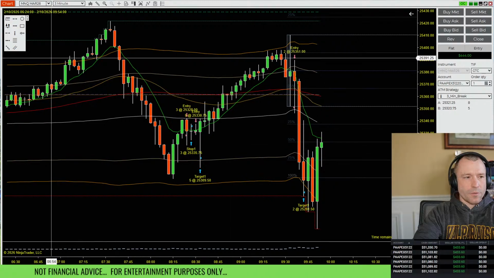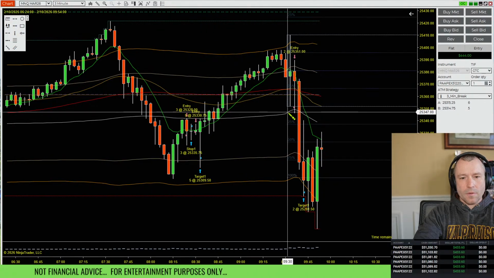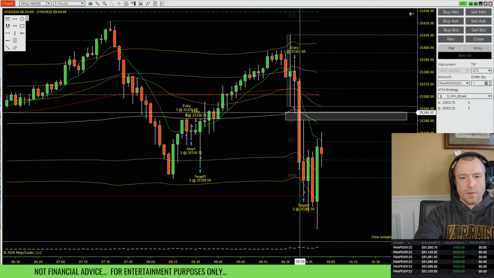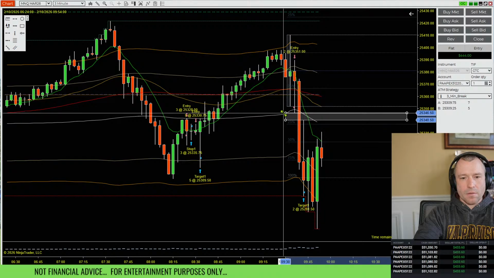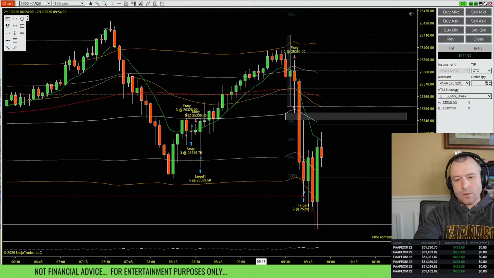Could be interesting here. We've got this fair value gap. We think it's headed up and it breaks through this. That would be a strong bullish look. We'll see.